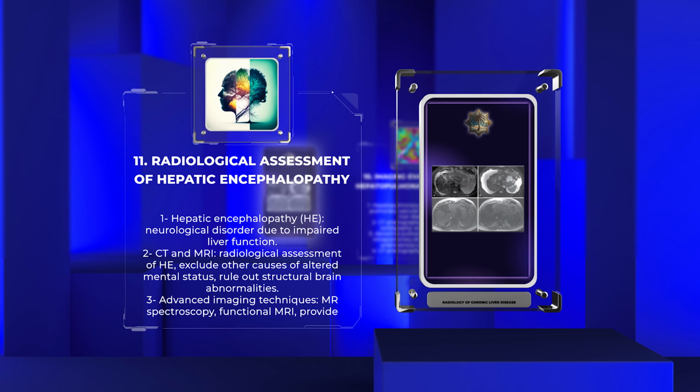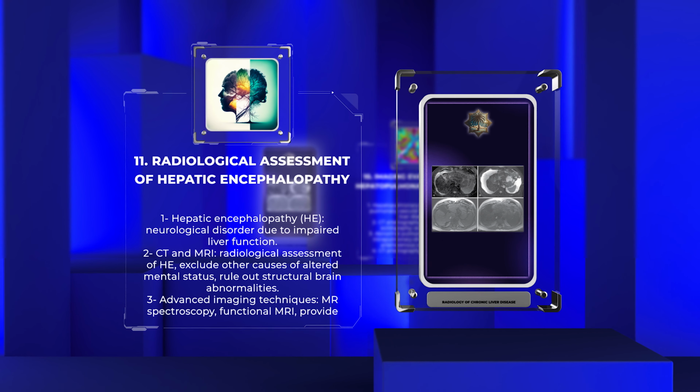CT and MRI play a crucial role in the radiological assessment of HE by excluding other causes of altered mental status and ruling out structural brain abnormalities. Furthermore, advanced imaging techniques such as MR spectroscopy and functional MRI can provide insights into the metabolic and functional changes associated with HE. Hepatic cirrhosis is an irreversible condition characterized by progressive fibrosis and distortion of the normal liver architecture.